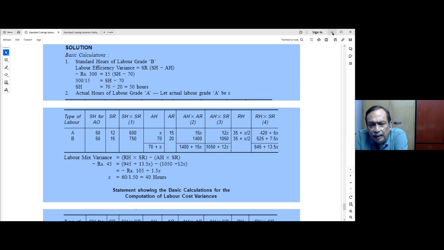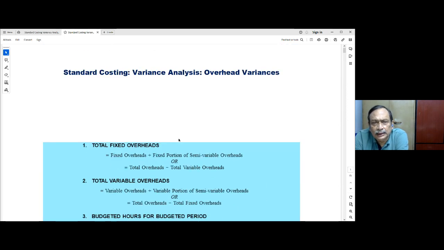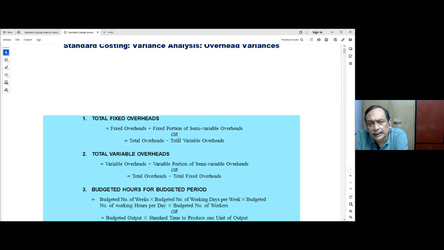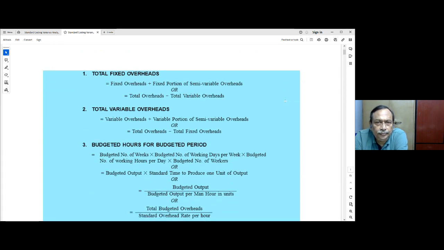Now we are going to have the next chapter, that is standard costing and variance analysis. Now we are going to do the variance analysis so far as overhead variances are concerned.